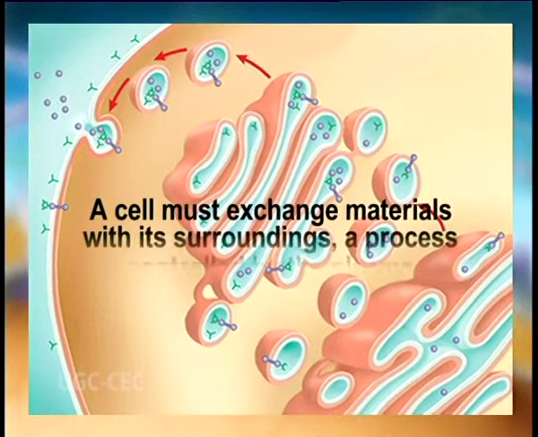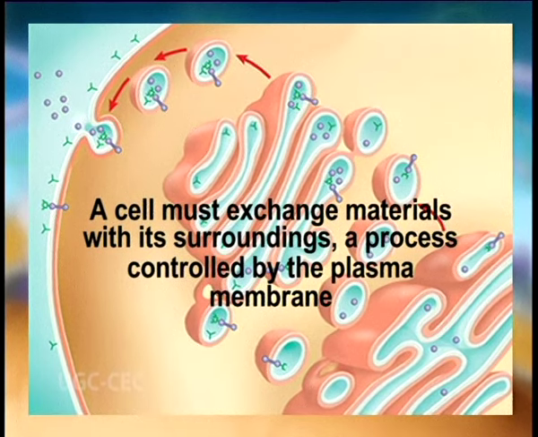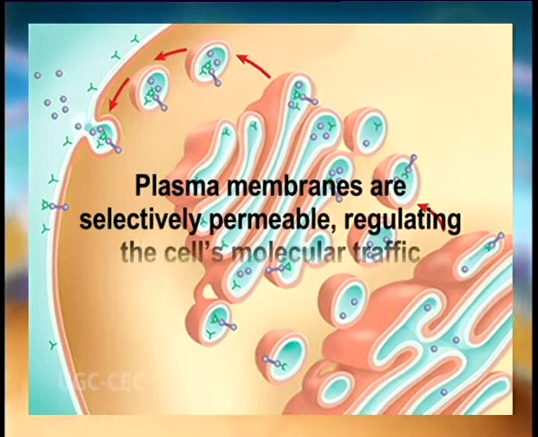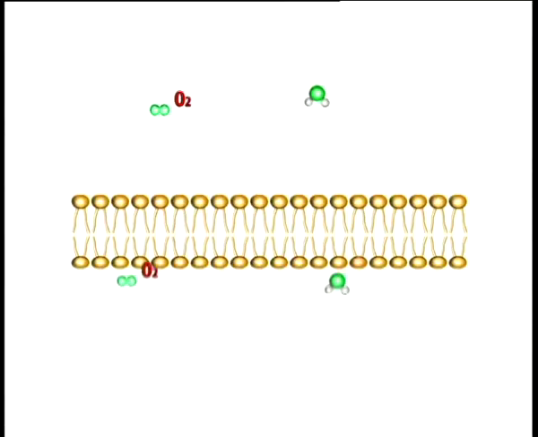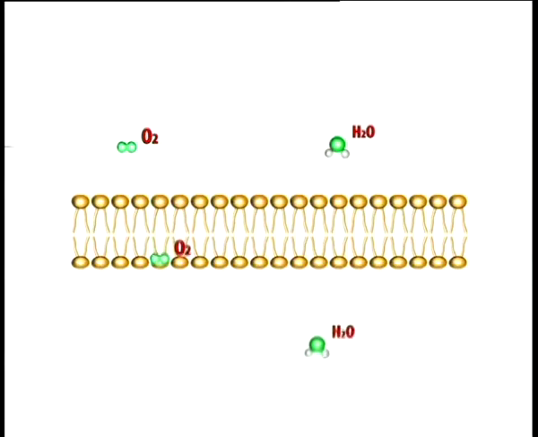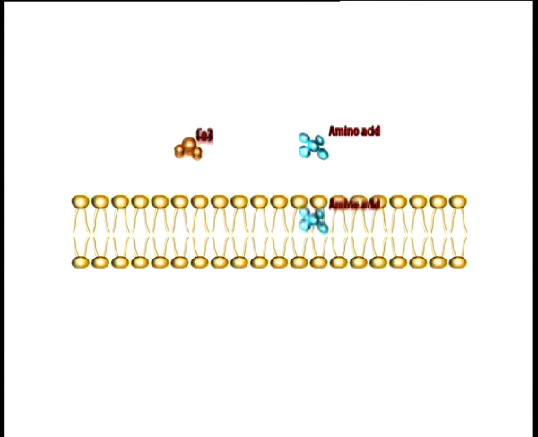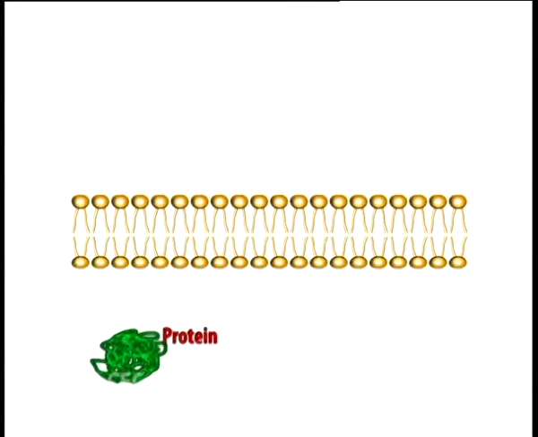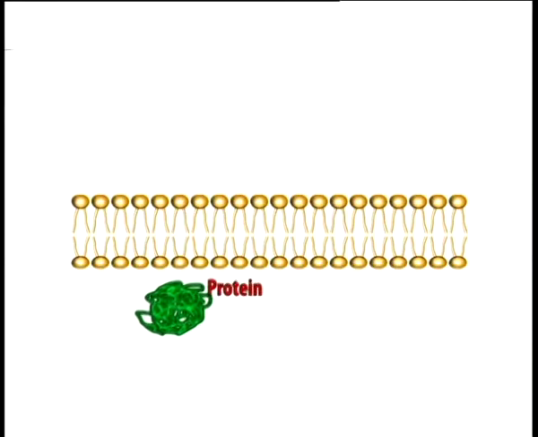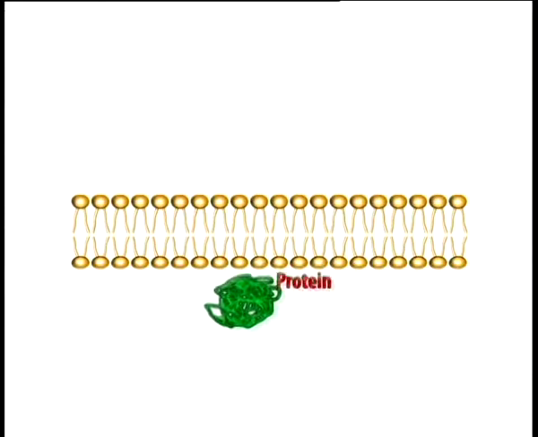A cell must exchange materials with its surroundings, a process controlled by plasma membrane. Plasma membranes are selectively permeable, therefore regulating the molecular traffic. The lipid bilayer is permeable to small non-polar molecules like carbon dioxide, oxygen, etc., but is impermeable to ions like sodium, potassium, chlorine, etc., and other polar molecules like protein, glucose, sugar, etc.